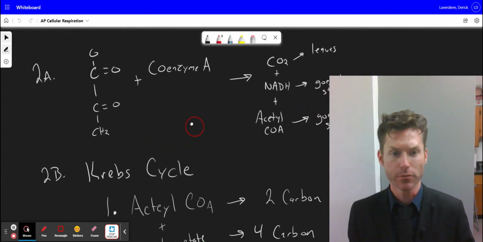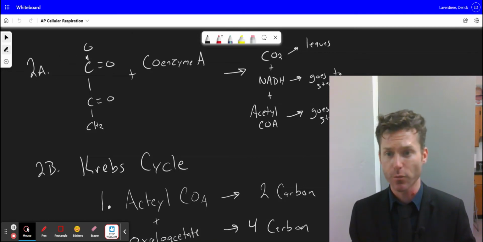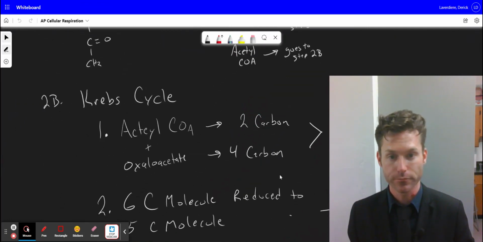So step 2, broken down into 2A, which is before the Krebs cycle. This is where my pyruvic acid plus my coenzyme A become acetyl coenzyme A. I lose a CO2 when I rip off one of my carbons as CO2, and I get an NADH through this process, passing to step 3. But here's my product, acetyl coenzyme A. It's a 2-carbon molecule, and this is going into the Krebs cycle, which is step 2B.